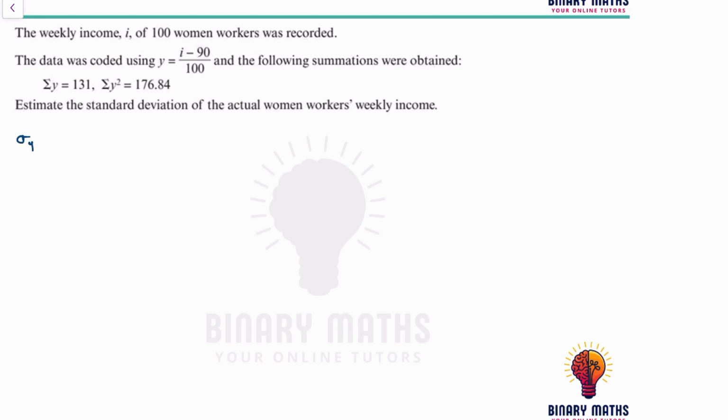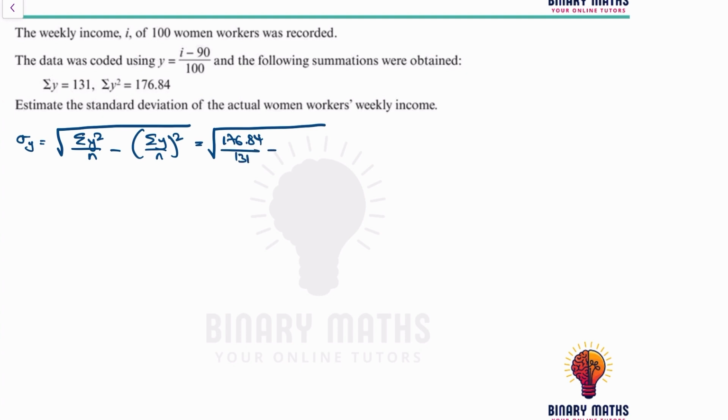So if I were to work out this standard deviation of the coded data, which is sigma of y, it will be the square root of sum of y squared over n minus (sum of y over n) squared, which is just the mean squared. Sum of y squared is 176.84 over, not 131, sorry, it's 100. 131 is sum of y. So n is 100. So it's going to be minus (131 over 100) squared.